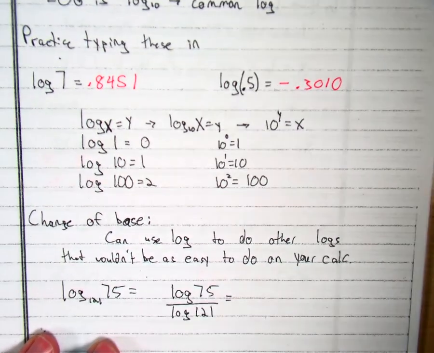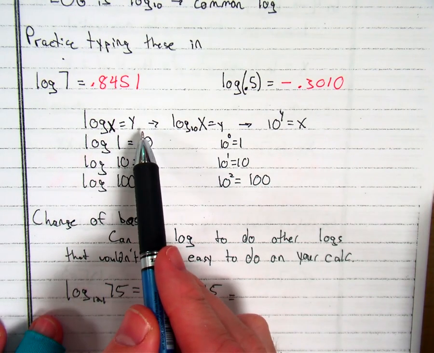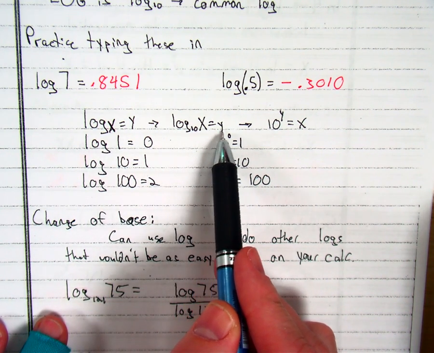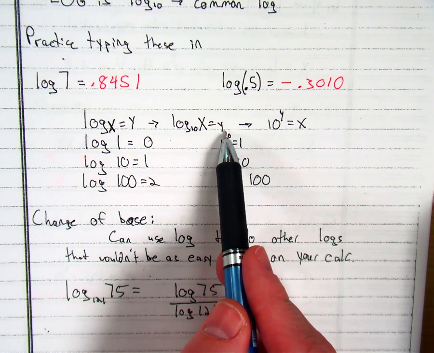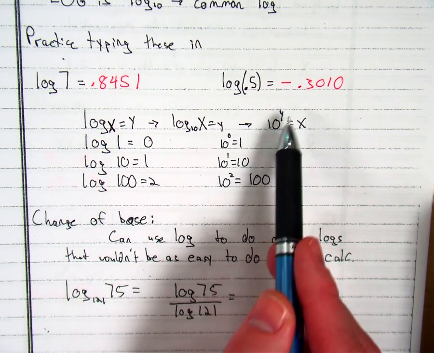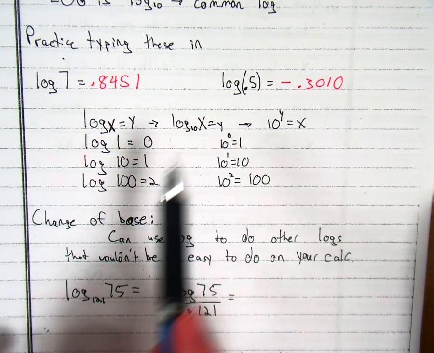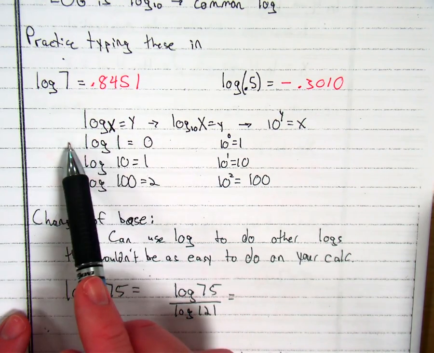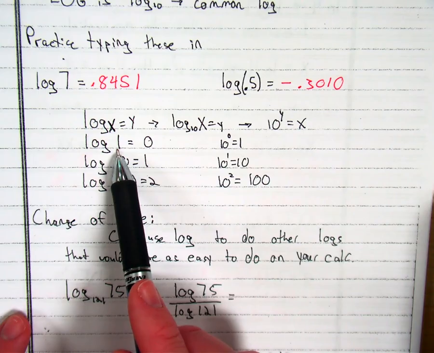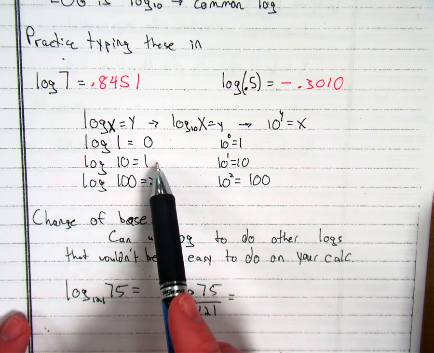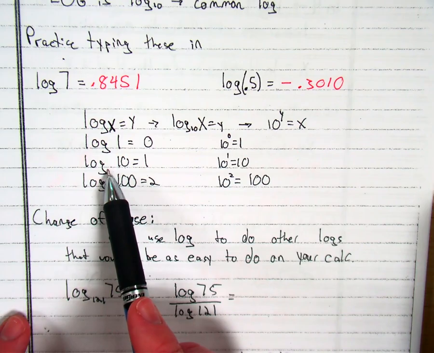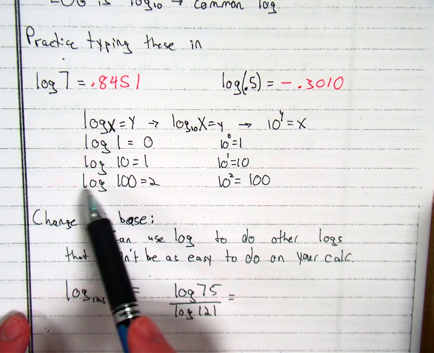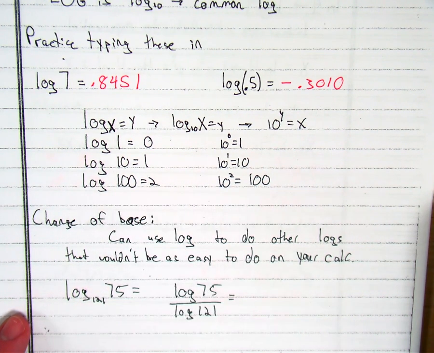So if we have log of x equals y, there's no number there, so really that's log base 10 of x equals y. Flipping back to our exponential form, y is the power of 10, so 10 to the y power gives me x. Some common things here: log of 1 equals 0, because 0 is the power of 10 that gives me 1. Log of 10 equals 1, because 1 is the power of base 10 that gives me 10. Log of 100 is 2, because 2 is the power of 10 that gives me 100.